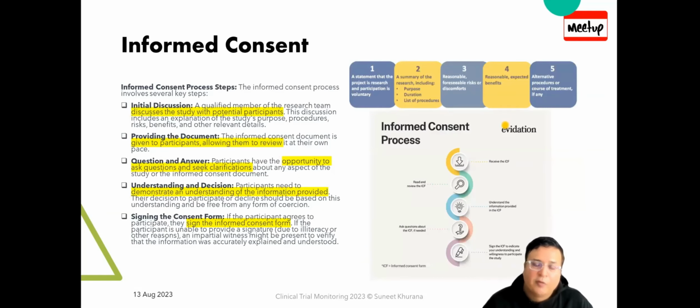So the process of informed consent is an initial discussion. Then we provide the document to the patient, and have them look at the document and review it. And then we respond to all the questions they have, for clarification. It can be questions asked by the patient or the immediate loved ones, somebody who's accompanying the patient will also ask these questions.